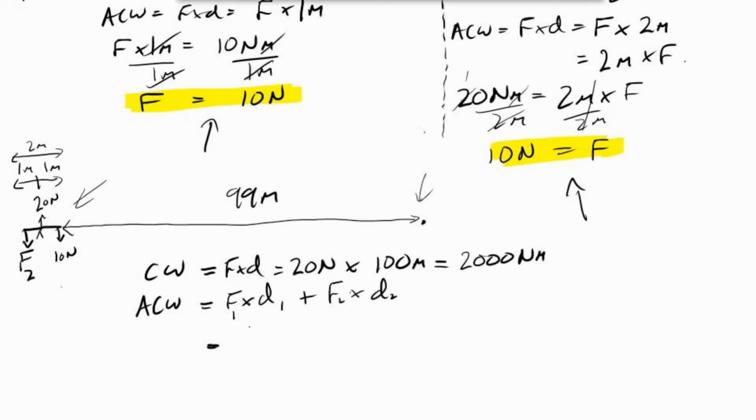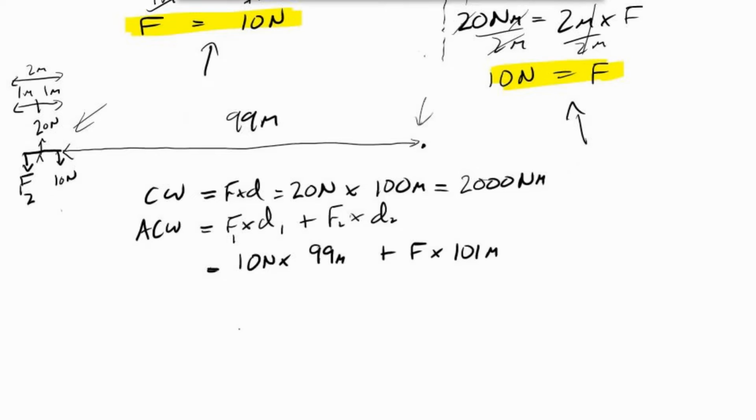Okay, so force 1 times distance 1. Well, what do we have? We have 10 newtons times a distance of 99 meters. Plus force 2 times distance 2. Well, at that point we have mystery force multiplied by 101 meters. Alright. So let's just continue that on. That's going to give me 990 Newton meters plus 101 meters times F.